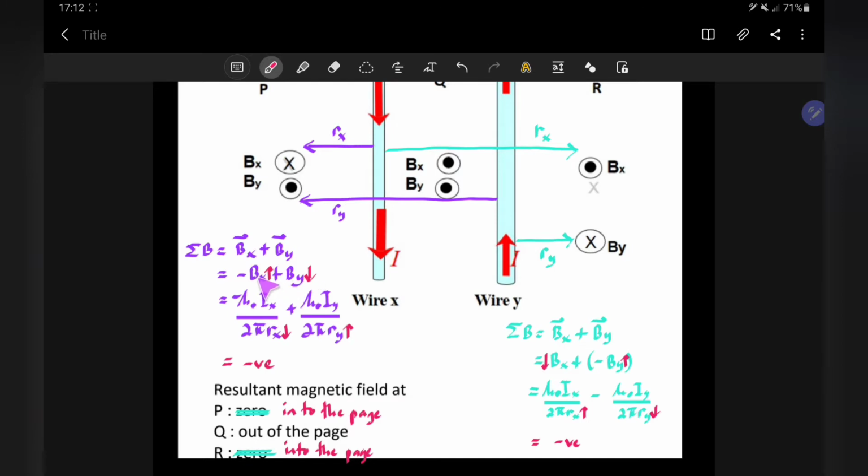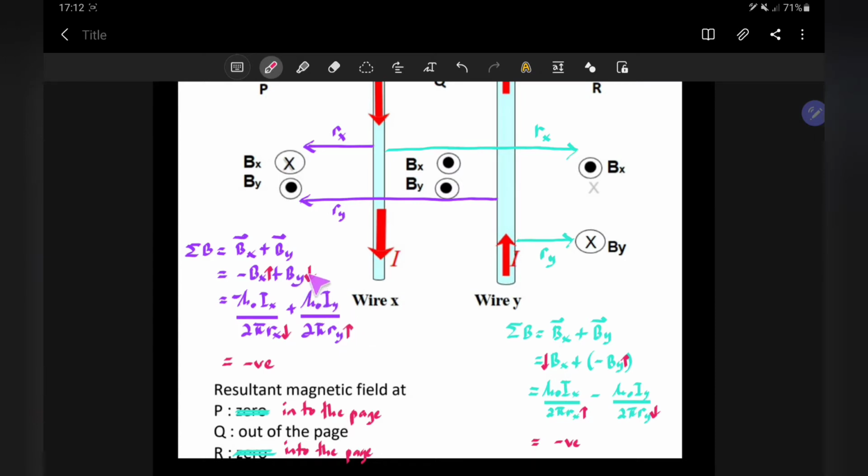Okay, so we just expand the equation. Bx equals to mu naught Ix over 2 pi Rx, and By is mu naught Iy over 2 pi Ry. So in this case, Rx smaller than Ry, isn't it? Okay, so smaller Rx giving you greater Bx, because B and R, they are inversely proportional. Again, smaller R here giving you greater Bx, and therefore Ry is greater than Rx, so greater R giving you smaller B. Again, B and R, they are inversely proportional, isn't it?